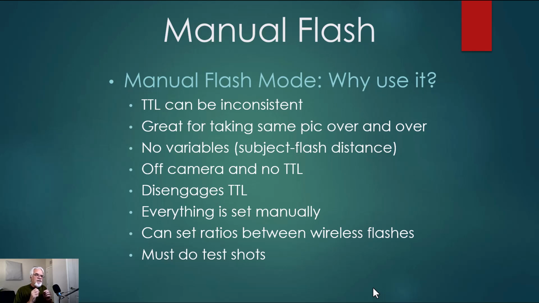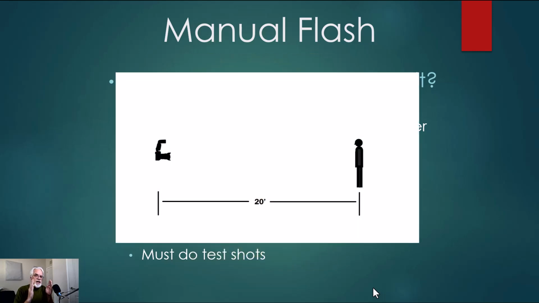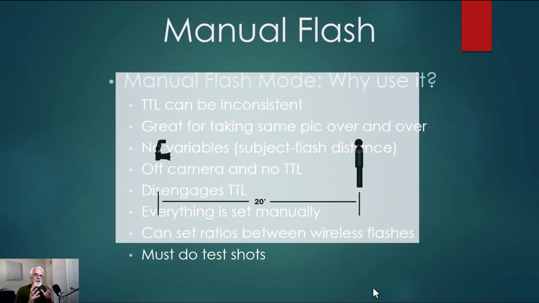Where manual flash is good is when you're taking the same picture over and over. And let's just say this is going to be somebody in the park that you're taking a high school senior portrait of. And they're standing in the same spot, and you're going to take about 15 different poses of them in the same spot. The flash to subject distance is not going to change. That's when you want to use manual flash. And that's how I do it. And it's the only way to do it in my mind.